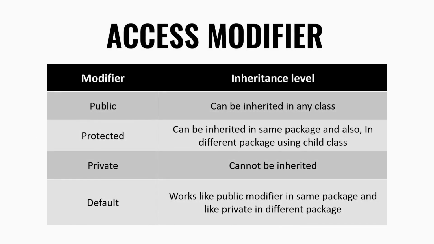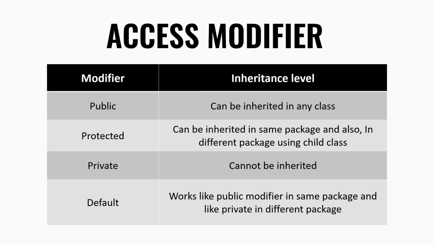Inheritance is like passing down traits in a family, but in programming, it's about passing down properties and behaviors from one class to another. Now when we talk about access modifiers in inheritance, it's like setting boundaries on who can inherit what. Let's start with public. Think of it as an open invitation to everyone. Anything marked as public can be inherited by any class, whether they are close relatives or distant cousins, accessible to all.